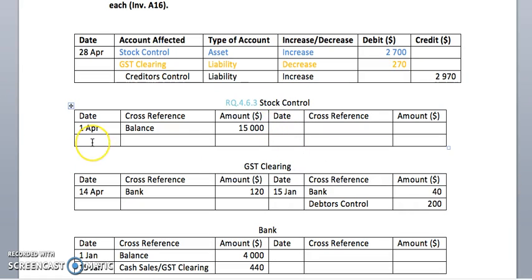So our stock control is going up. It's a debit. We know it's a debit because we've done it here. So the 28th of April. The credit side to this debit transaction is creditors control. Now our GST clearing, it is a debit as well. So on the 28th of April, creditors control is going to go down by 270.